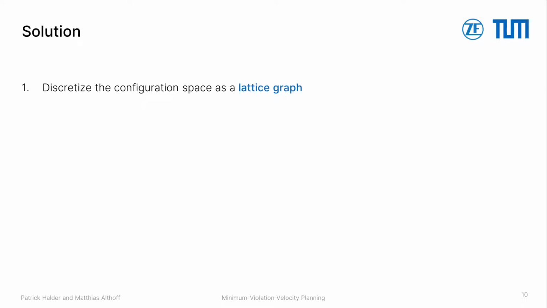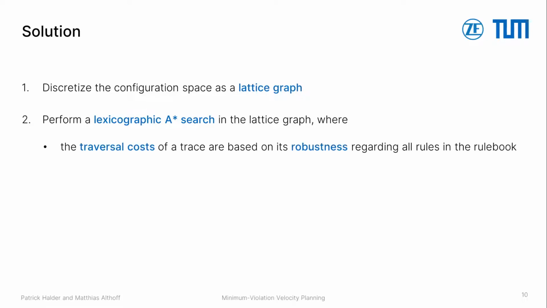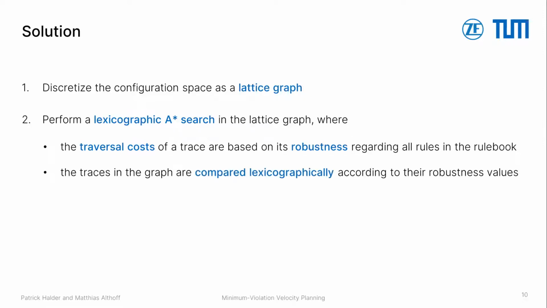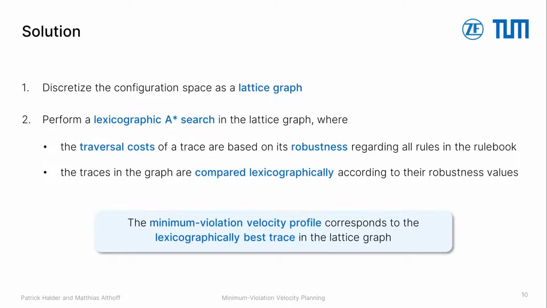We solve the mentioned lexicographic optimization problem as follows. First, we discretize the configuration space as a lattice graph and sample time, position, and velocity equidistantly. Then we perform a lexicographic A* search in this lattice graph. In the graph, the traversal costs of a trace are based on the robustness regarding all rules in the rulebook, which means in our case we have tuples of robustness values that contain 32 single robustness values per trace. Then these robustness tuples of competing traces are compared lexicographically. The minimum violation velocity profile corresponds then to the lexicographically best trace in this lattice graph.